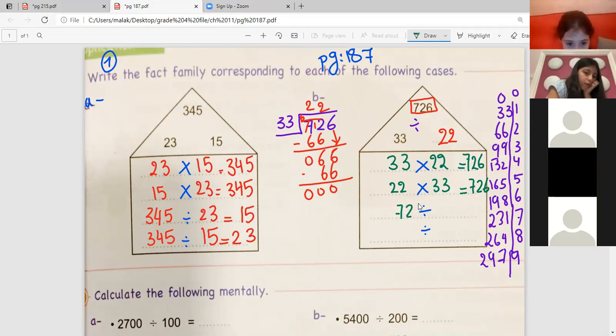726 divided by 33. I choose 22. It's not a problem. Okay. The last one? 726 divided by 33 equals 22. Okay, thank you, Leia. Thank you, Jude.